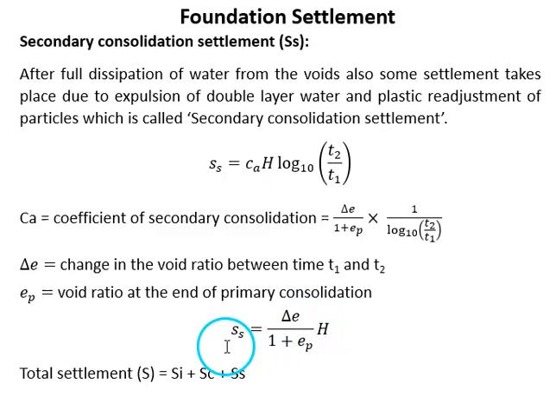Then this can also be written as delta e by 1 plus e0, into H. So after calculating all these three settlements, we can estimate the total settlement, which is the sum of immediate, primary consolidation and secondary consolidation settlements. If it is a granular soil where there is no consolidation settlement, the total settlement equals the immediate settlement. Whereas for clayey soil, the total settlement is the sum of these three settlements.